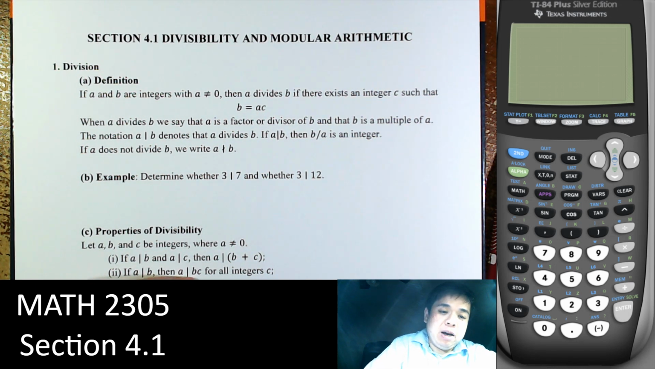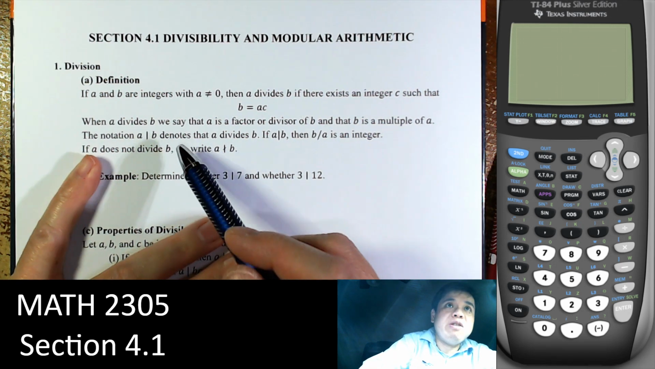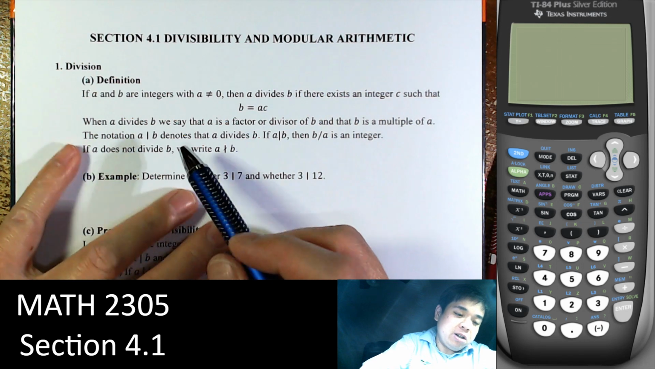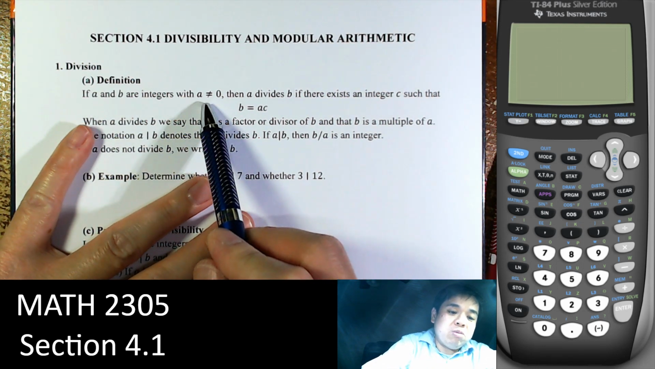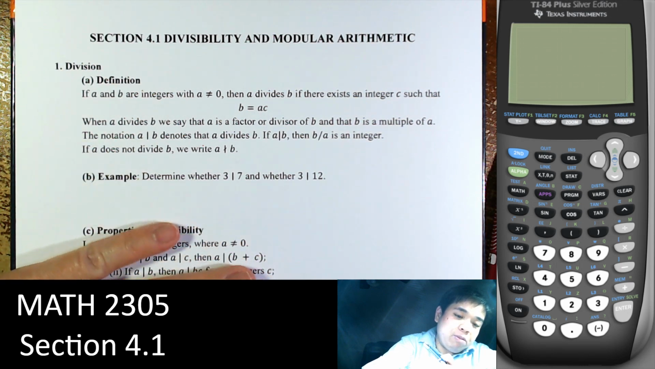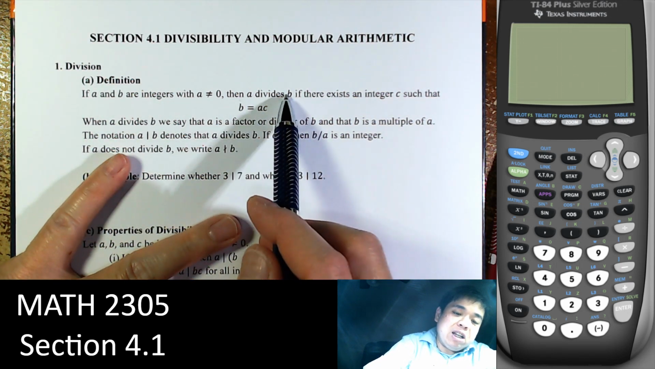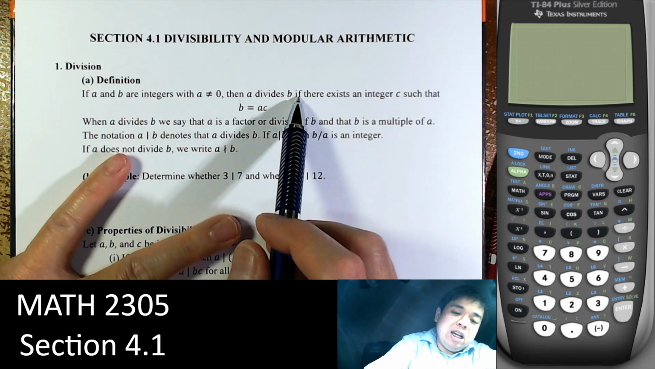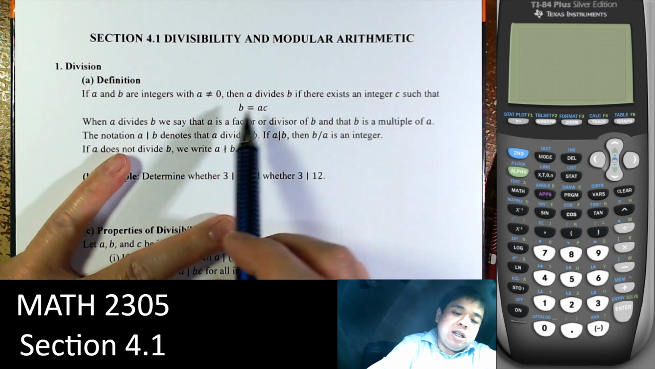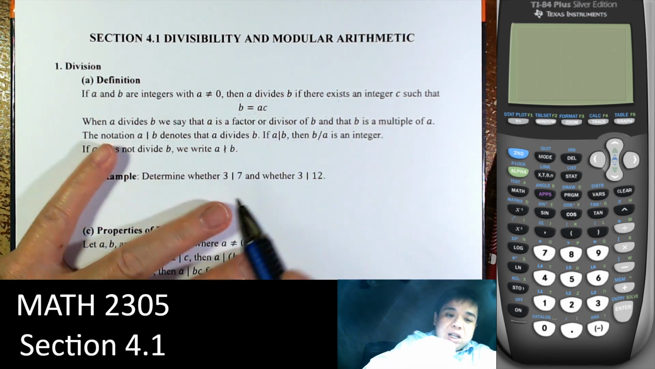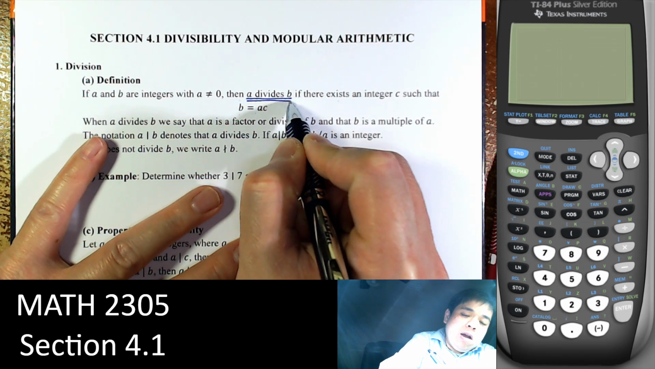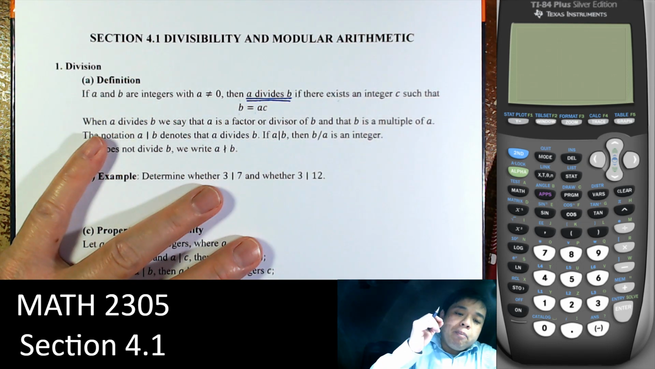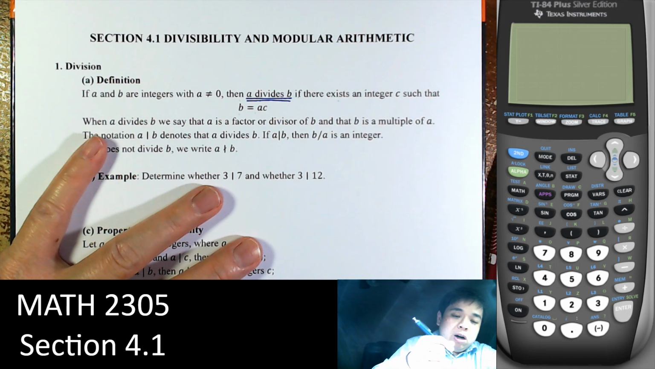Section 4.1, divisibility and modular arithmetic. First we define division. If a and b are integers and a is not equal to 0, so we're not going to divide by 0, then a divides b if there exists an integer c such that b equals ac. So we can say a divides b, meaning that b is divisible by a.